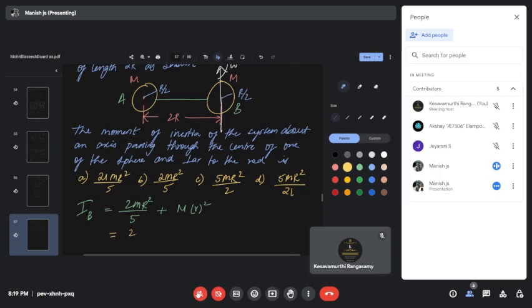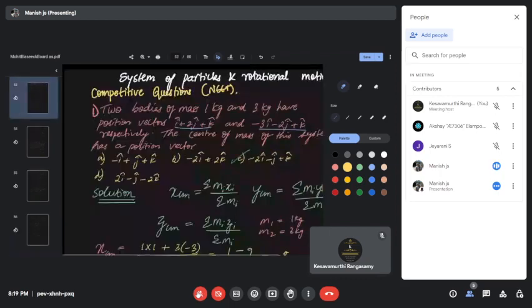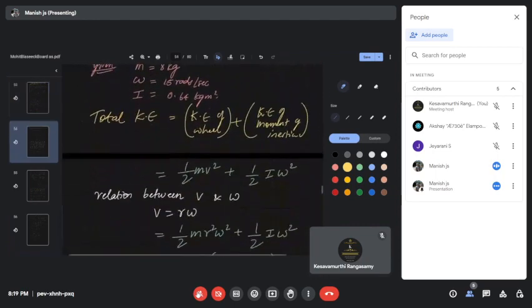So this becomes 2 by 5 m. What is the radius of sphere B? The radius is r upon 2, right? So you will put r by 2 the whole square plus m. This r is nothing but the length of the corresponding rod. So what is the length of the rod? Let's again come back to this page. Let me go back.